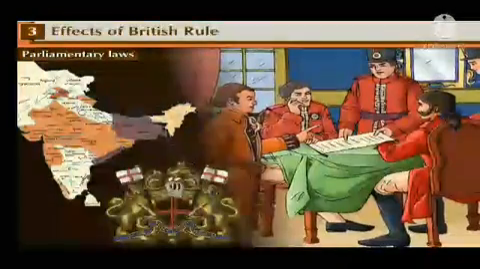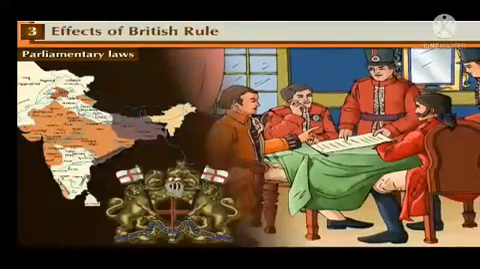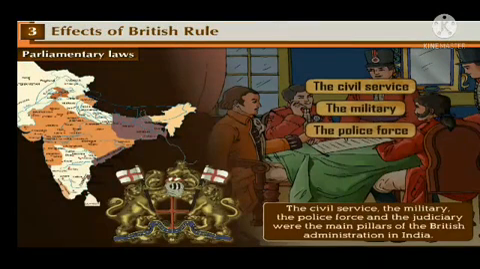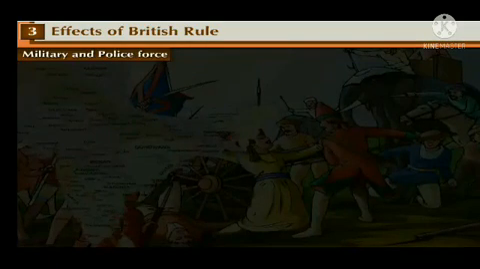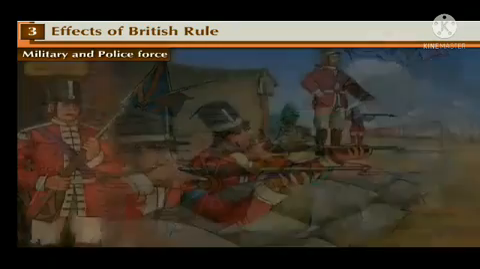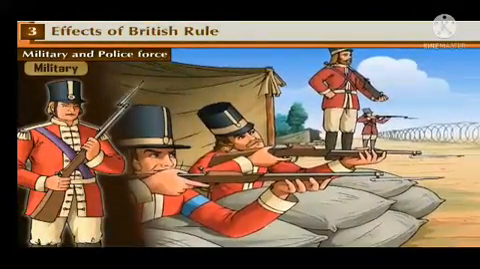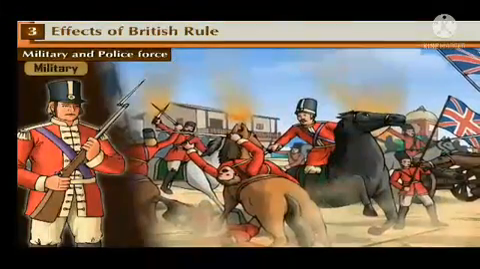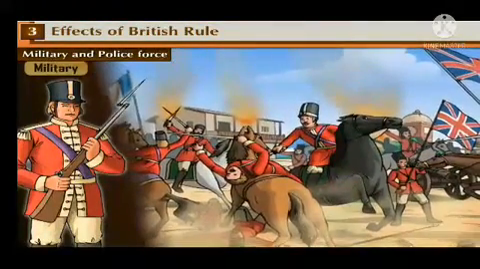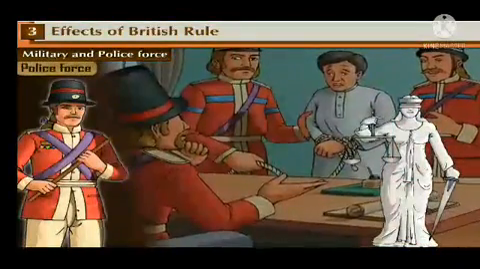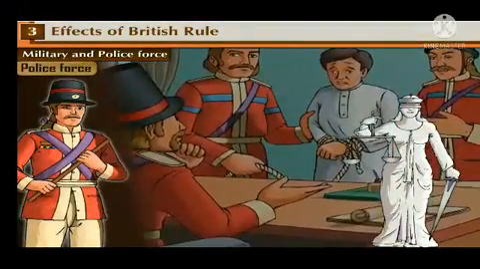The British government introduced a new administrative system in India. The civil service, the military, the police force and the judiciary were the main pillars of the British administration in India. The military and the police forces. The military was to protect the Indian territories under British control, to secure new ones and to suppress any anti-British uprisings in India. The function of the police force was to maintain law and order in the country.